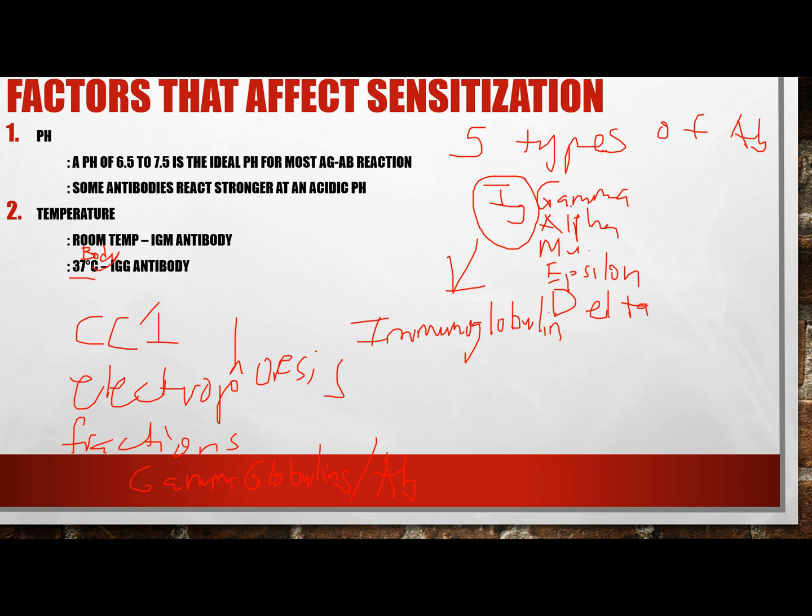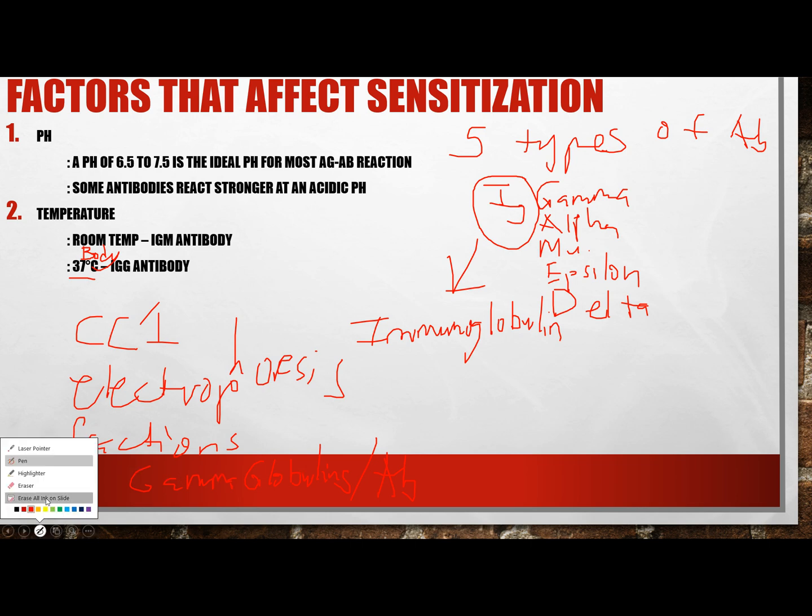If it's immunoglobulin gamma, it's IgG. If it's immunoglobulin alpha, it's IgA. If it's immunoglobulin mu, it's IgM. If it's immunoglobulin E, it's epsilon. And if it's immunoglobulin D, it's immunoglobulin delta. So I hope that was clear.